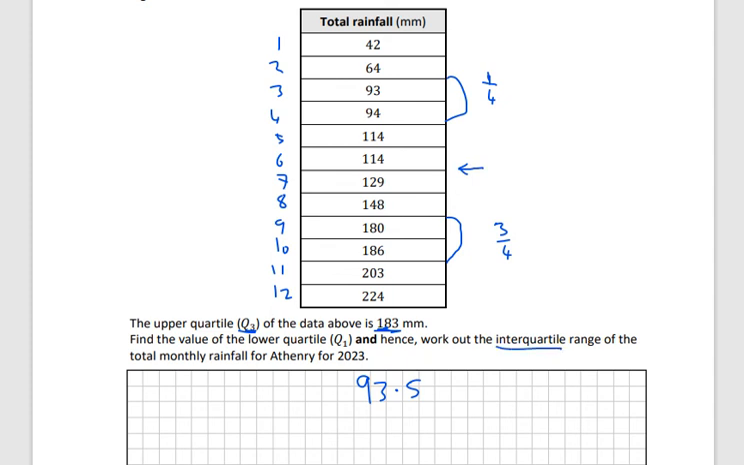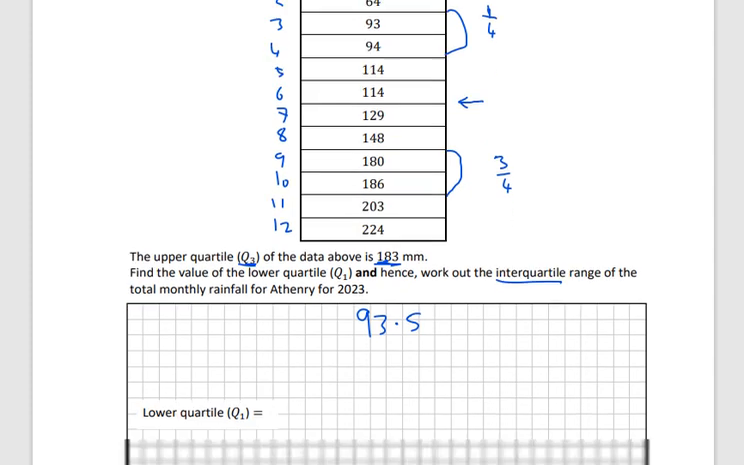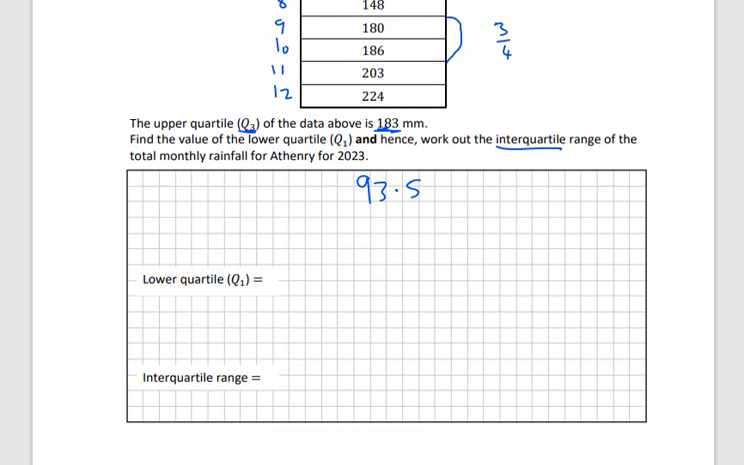And then hence work out the interquartile range. That just means you're doing the upper quartile take away the lower quartile. And that is, upper quartile is 183, and we're taking away 93.5, and we should get 84.5 millimeters.